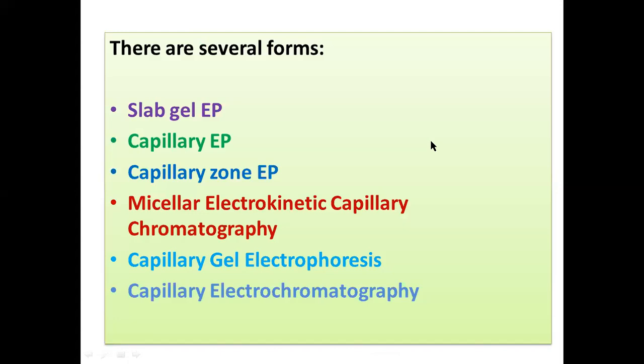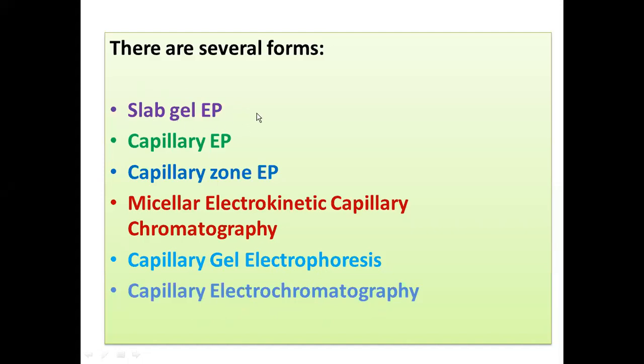So if you look at the classification of electrophoretic techniques, this can be classified into several types. Out of those several types, I have presented here some very importantly used electrophoretic techniques for the separation of a variety of groups of solutes. Say, for example, slab gel electrophoresis, capillary electrophoresis. So under capillary electrophoresis, various capillary electrophoretic techniques can be described, and mainly capillary zone electrophoresis, micellar electrokinetic capillary chromatography, capillary gel electrophoresis, and capillary electrochromatography.